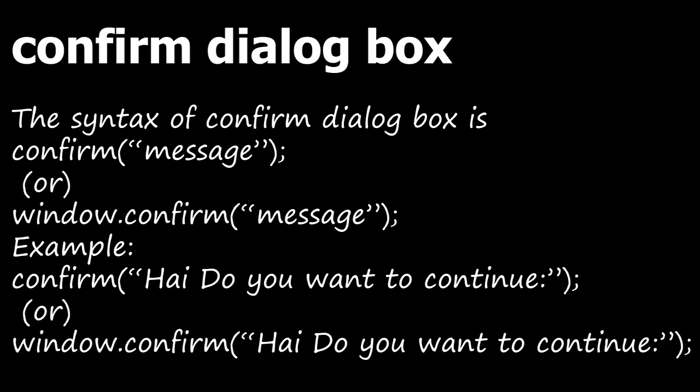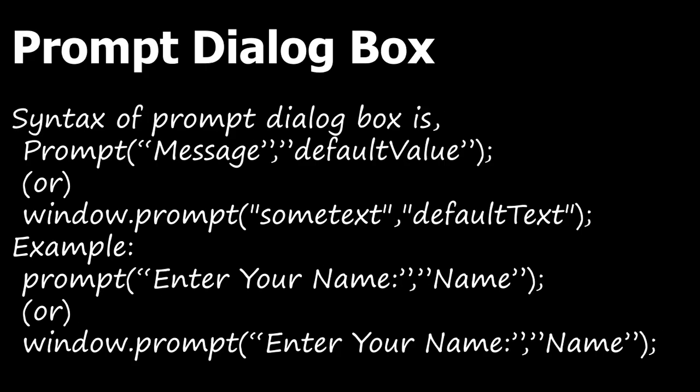So for alert, the syntax is: inside the bracket, inside double quotes, we'll give the message, and at the end we'll have a semicolon. In the confirm dialog box also, the same way: confirm will be there, inside the bracket, inside double quotes, the message will be there, at last a semicolon, right? So the alert and confirm dialog boxes have the same syntax, and it is the same for prompt also. Here also we use the same syntax.